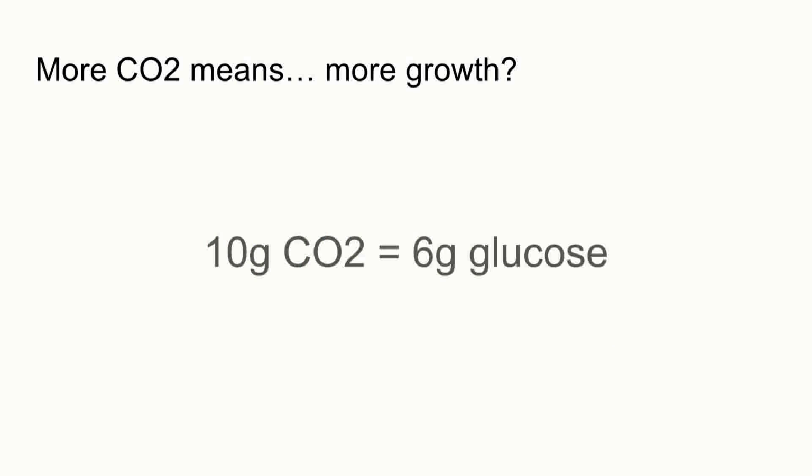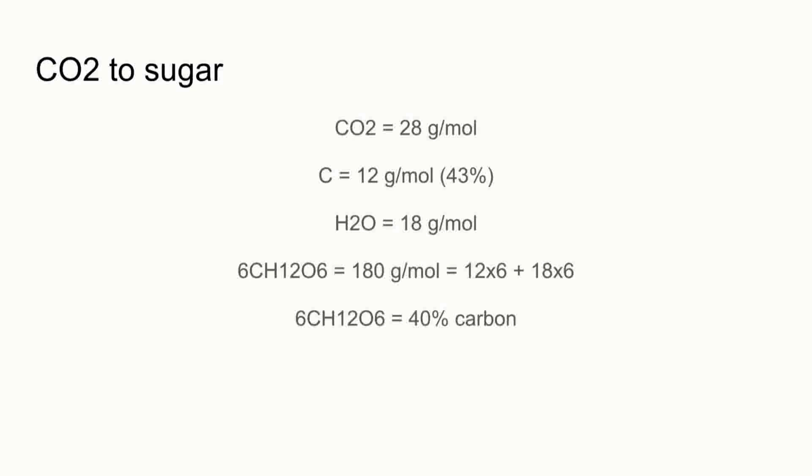So if it's consuming more CO2, that should mean that there's more growth. Doing some calculations, I came up with the ratio of 10 to 6. 10 grams of CO2 will produce about 6 grams of glucose. And that's not just CO2. Of course, there's water involved, and some oxygen is taken away from there. But if you want to go into how that math works out, this is how it works out.